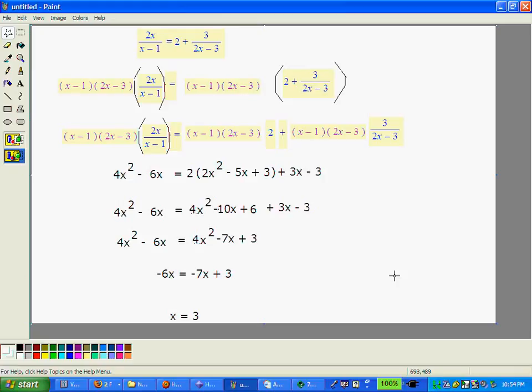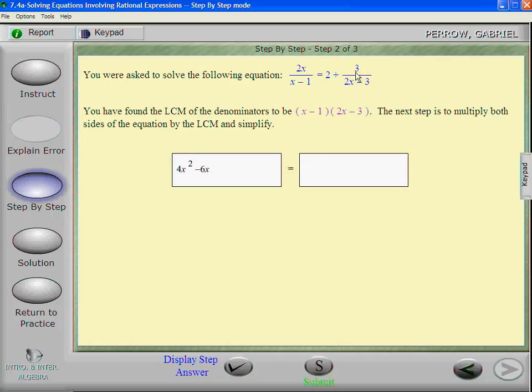Okay, so this is part 2, 7.4a, and we're continuing to look at the problem that we started here. We're solving this equation. So we've determined the left side. I'm going to show you the work for the left side and the right side. We multiply by the lowest common multiple, which is the product of x minus 1 and 2x minus 3.